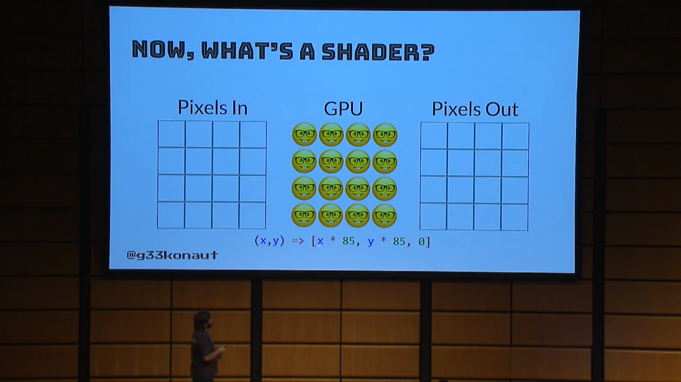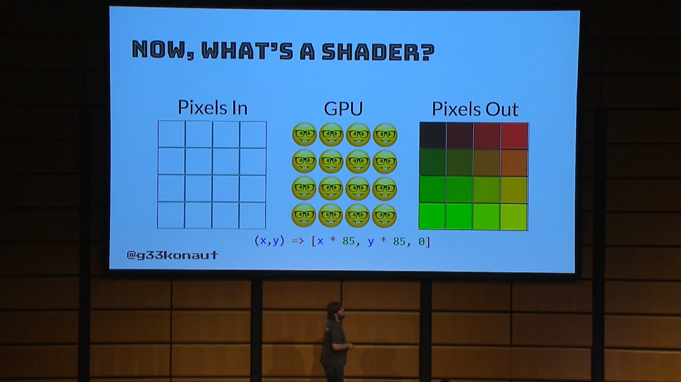You use x multiplied by 85 for the red value. You use y multiplied by 85 for the green value, and you use 0 as the blue value. And then what you do is, in one go, you get pixels on screen. That was easy. And guess what? That thing here, that's a shader.